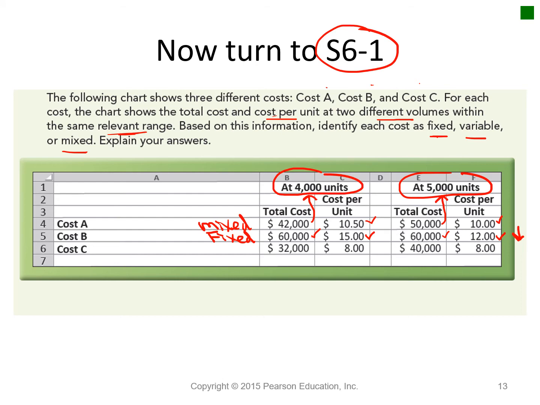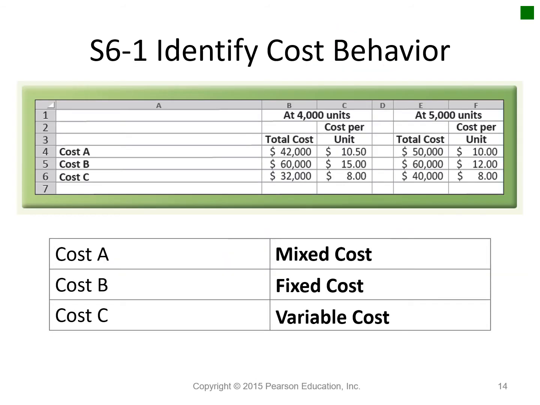Now, the last one, notice you've got 32,000 versus 40,000. So it looks like costs are going up. It could be variable, but you have to look at the per unit. If it stays the same, then it is going to be variable. And notice they're both at $8. So the very last one has to be a variable cost. Again, the correct answers are: cost A is mixed, cost B is fixed, and cost C is variable.